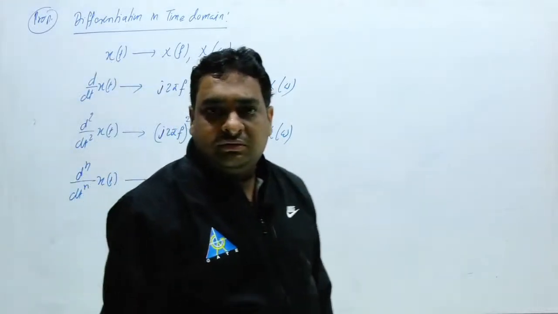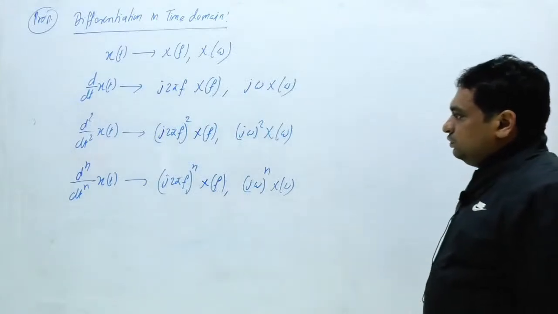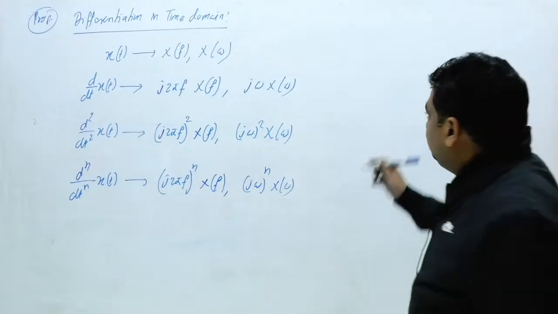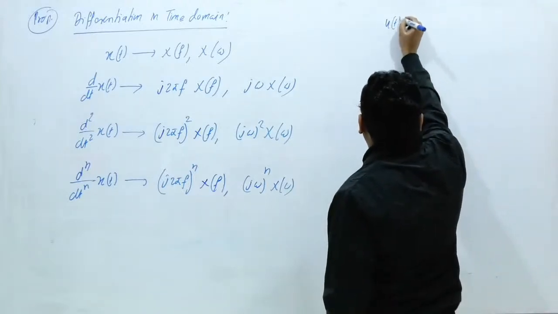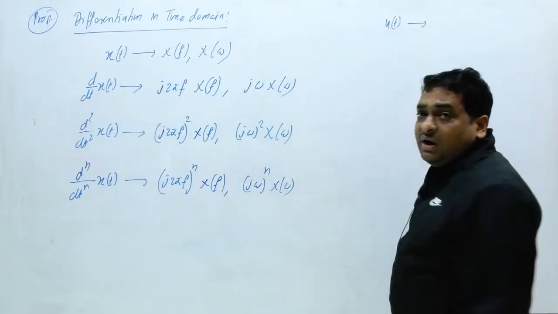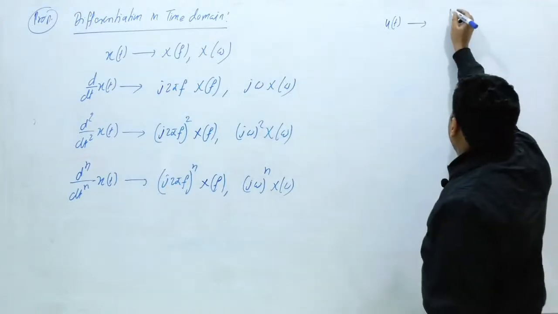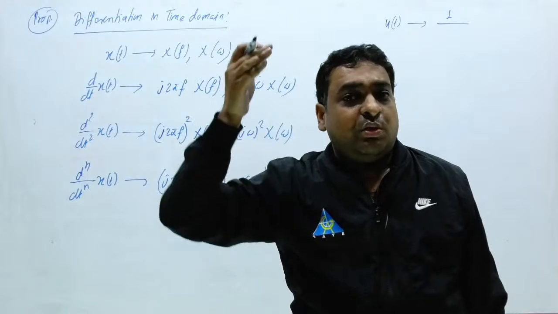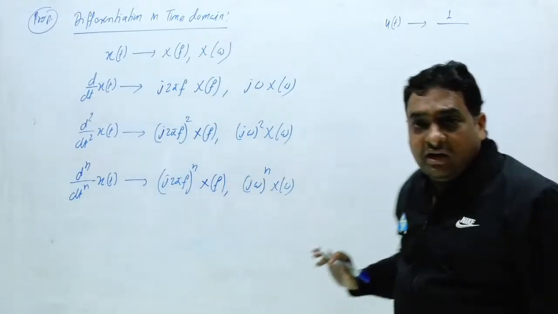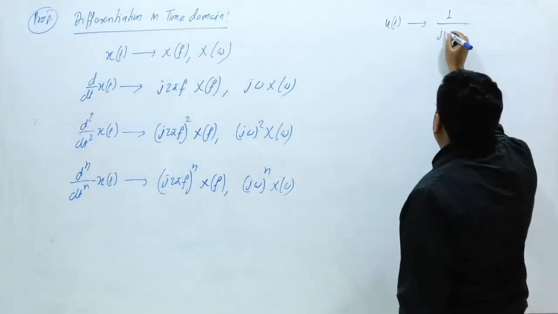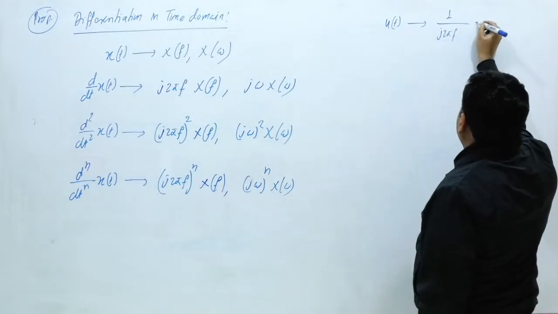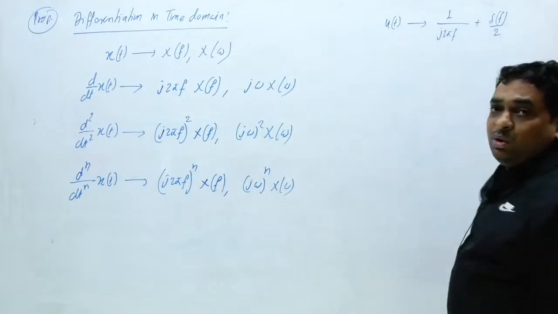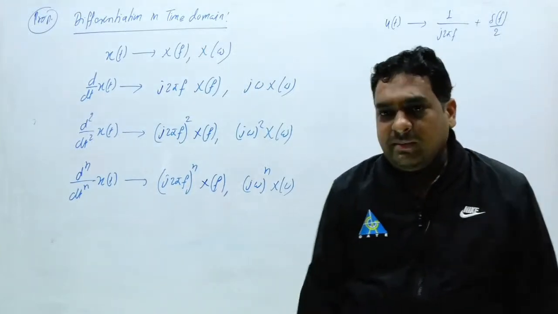Clear this thing? Ready? You should remember the Fourier transform of u(t). Already we know it. You should remember the Laplace transform, 1 upon s, where s means j omega and omega means 2 pi f. So it is 1 upon j 2 pi f plus del f by 2. This is the Fourier transform of u(t). Like this you should remember.